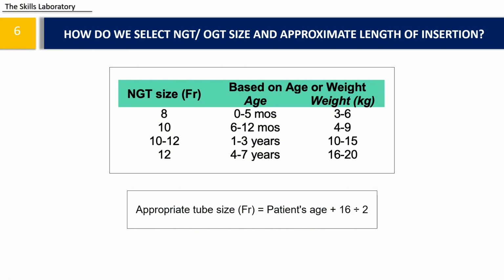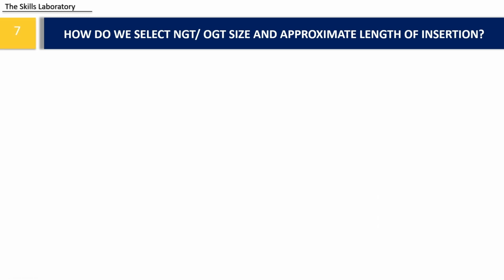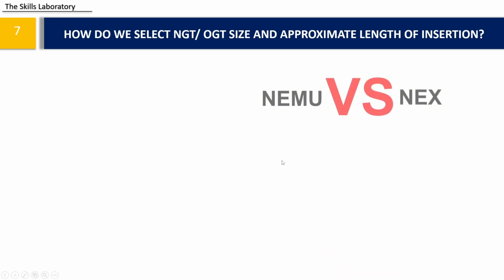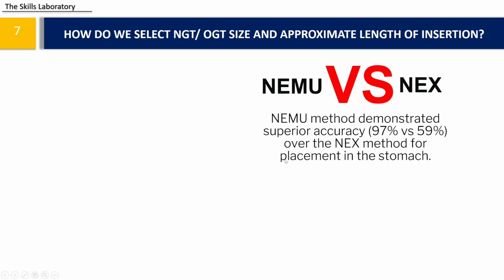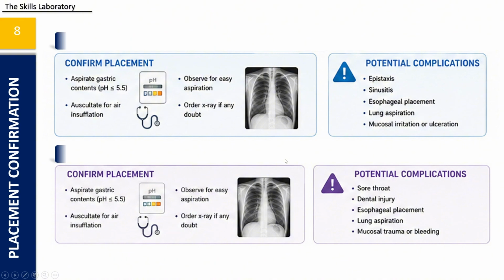Patient's age plus 16 divided by 2. So that is the appropriate NGT French size for these patients, especially in pediatric patients. Okay, now let's go to your NEMU versus next procedure.